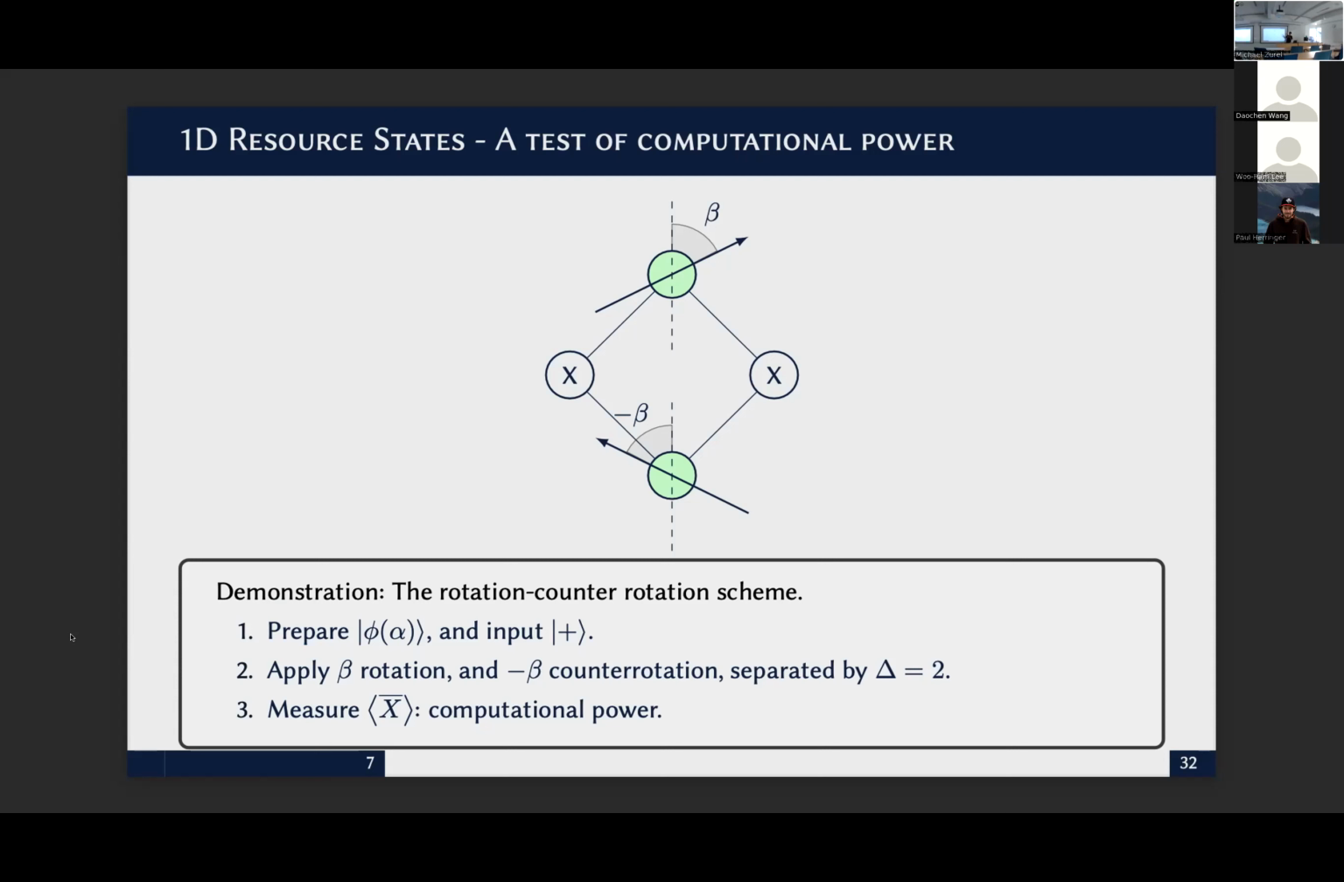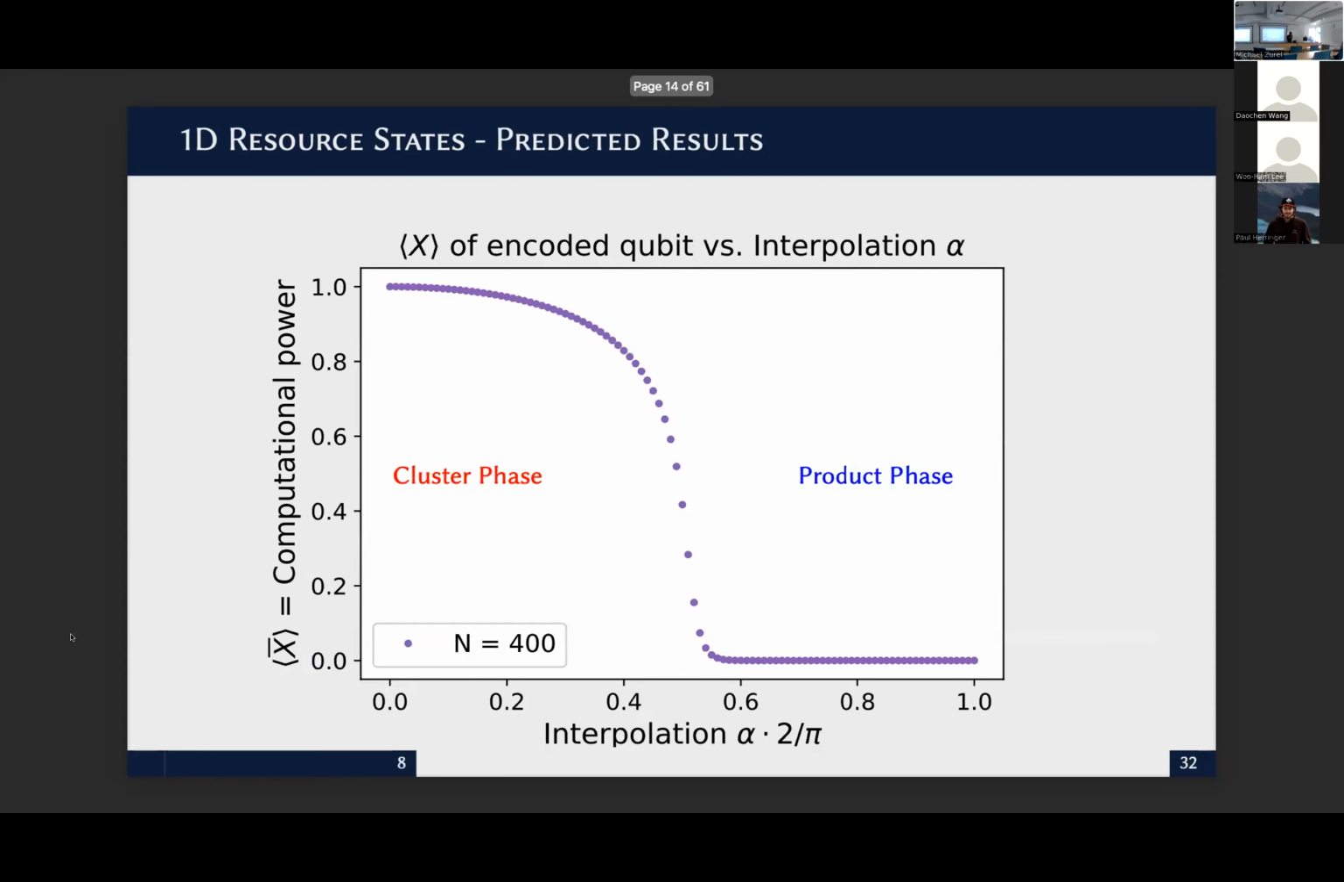If I was working with the cluster state, the action of this would be that beta and negative beta will be perfectly canceled. My output is just going to be exactly what I started with, so I should just get 1. In other words, a perfect computational power state. But as I go away from the cluster state, I should expect that to drop off, as my operations in these rotations have more decoherence associated with them.